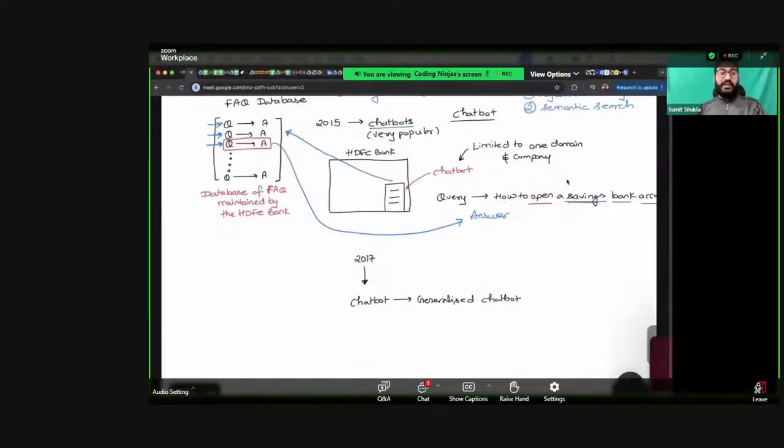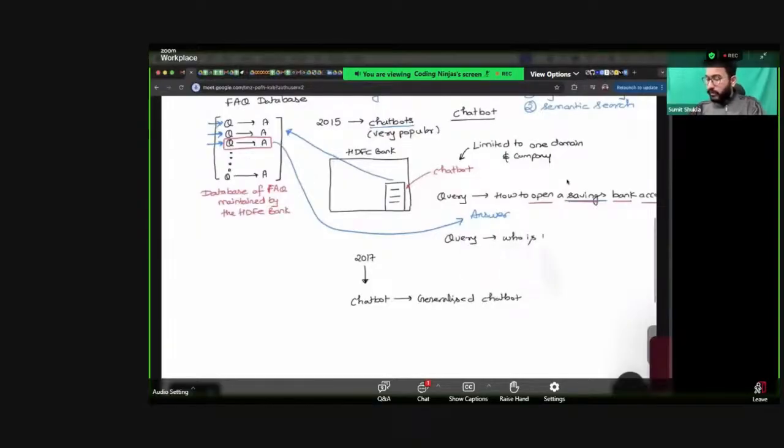company, and it is not a general chatbot, which basically means if you ask this chatbot a query, let's say, who is the first PM of India? Now, when you provide this query to this chatbot, it will simply not be able to answer this query. Why? Because this chatbot is not a generalized chatbot. This chatbot is limited to a company and it has been trained on a limited set of knowledge.